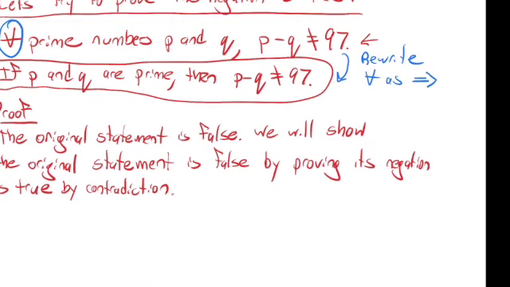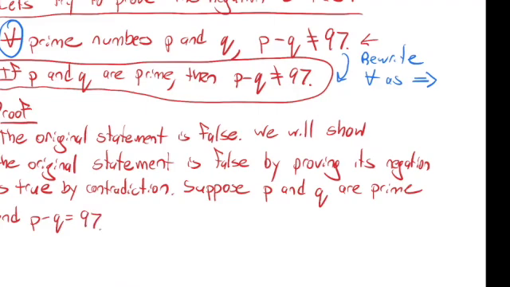So we would want to start by supposing the negation of this conditional statement over here. So when we negate this, we are going to get an and statement. Okay, so just be aware of that. So we're going to suppose that P and Q are prime, and P minus Q is equal to 97. And what's going on at that stage is that when we negate a conditional, we assume the hypothesis is true and the conclusion is false. That's the only way a conditional statement is false.